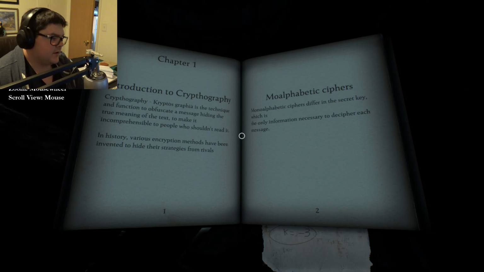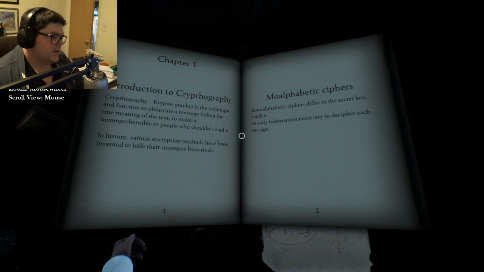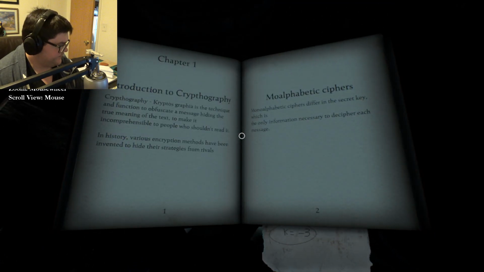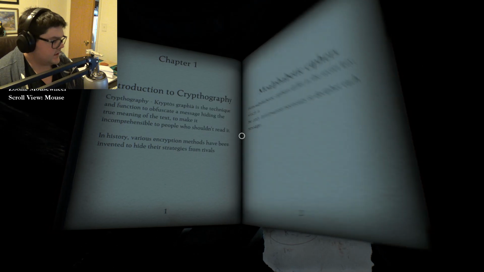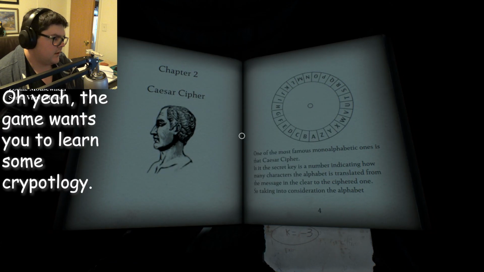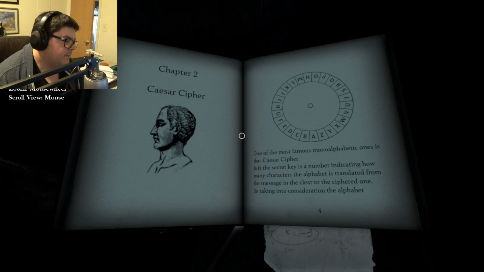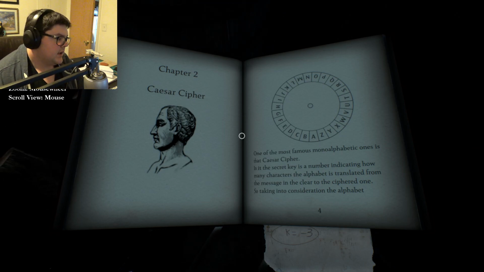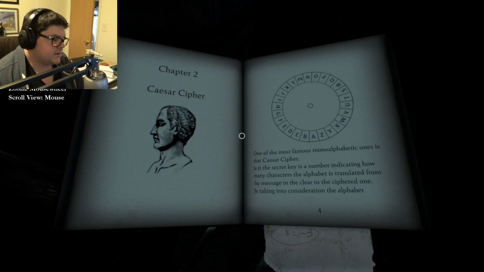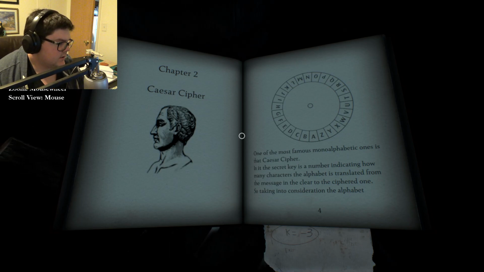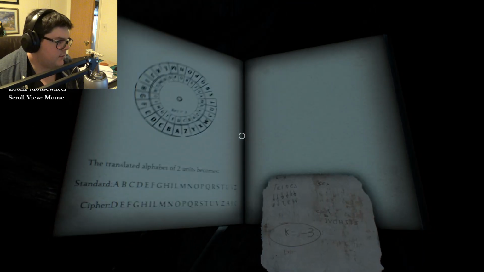Monoalphabetic ciphers differ in the secret key, which is information necessary to decipher each message. Caesar cipher. One of the most famous monoalphabetic ones is the Caesar cipher. And the secret key is a number indicating how many characters in the alphabet is translated from the message in the clear to the ciphered one, so take into consideration of the alphabet.